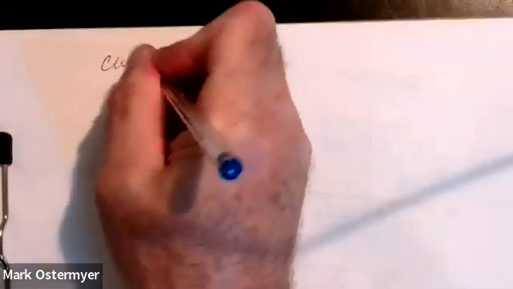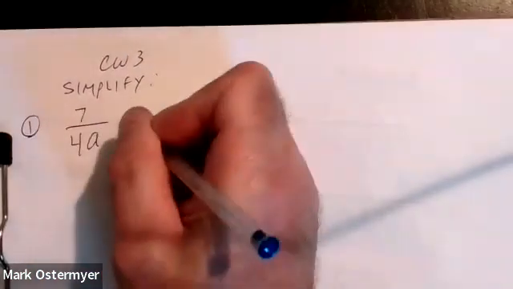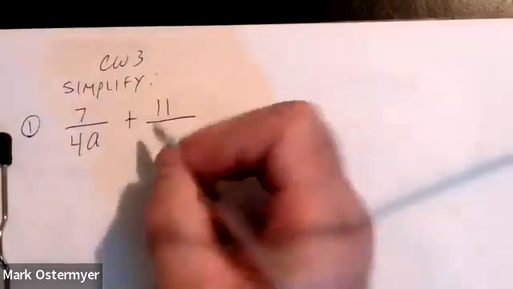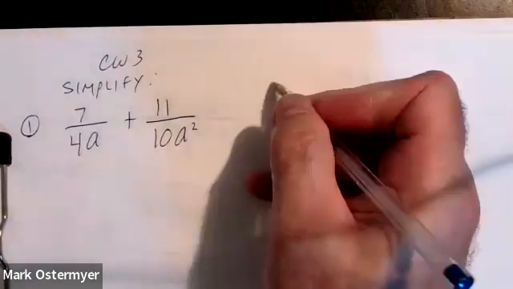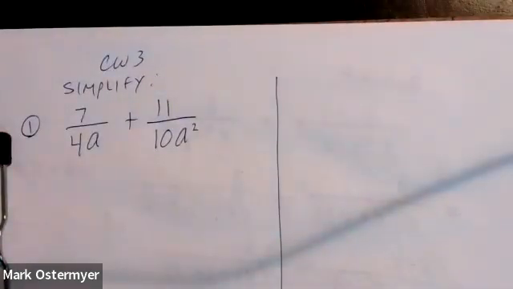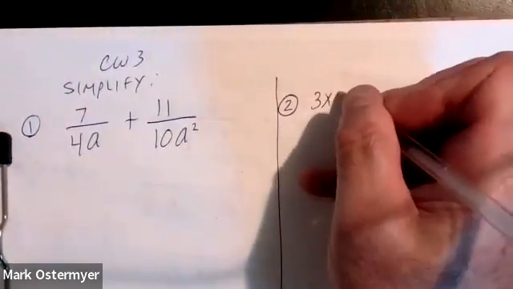All right, classwork number 3. Classwork 3, let's see if you can simplify these. Number 1, 7 over 4a, plus 11 over 10a squared. See if you can do that one there.